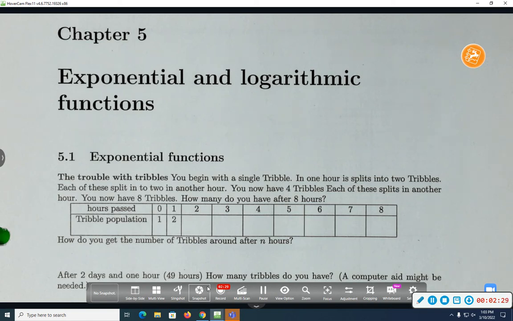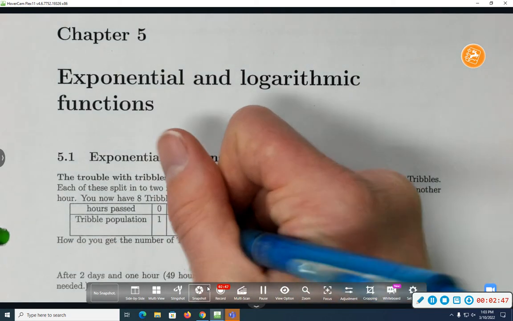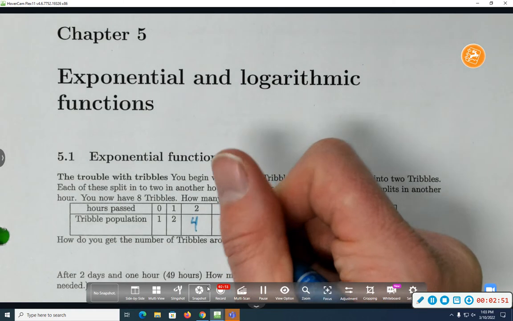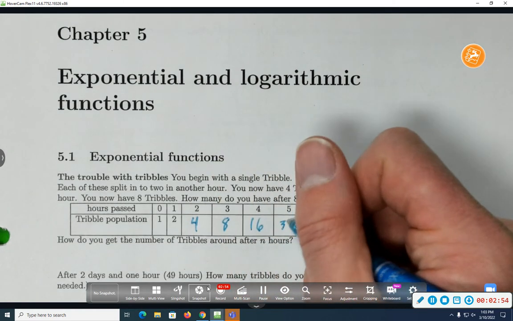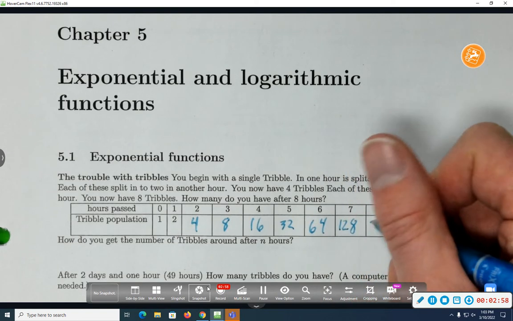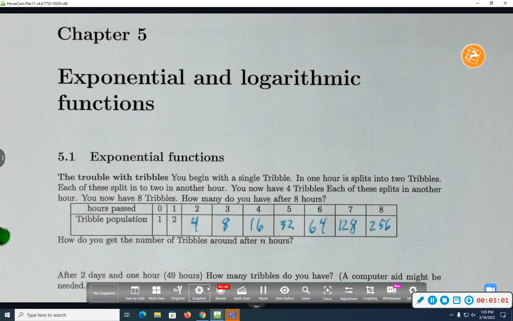If you start with one single triple at time 0, then in 1 hour, that one triple will have split into 2 triples. After another hour, those 2 triples will each have split. You will now have 4 triples. In another hour, those 4 triples will have split, and you'll have 8, 16, 32, 64, 128, 256 at 8 hours.